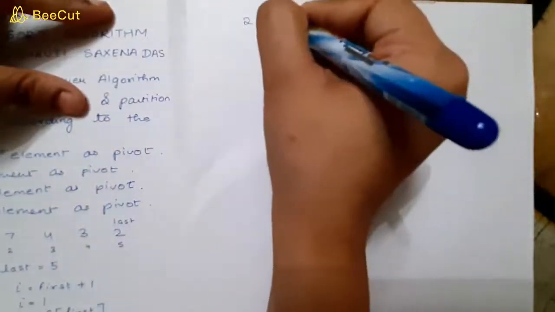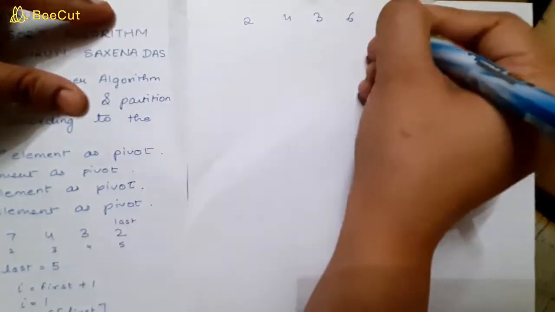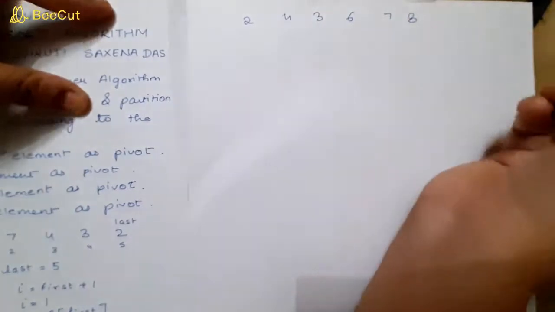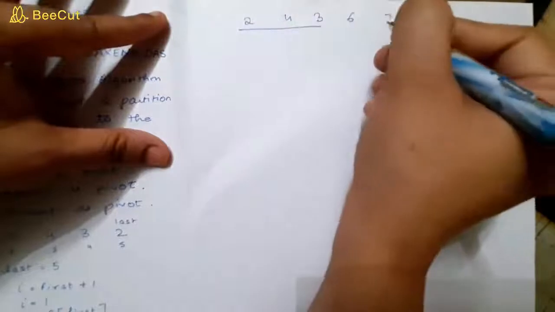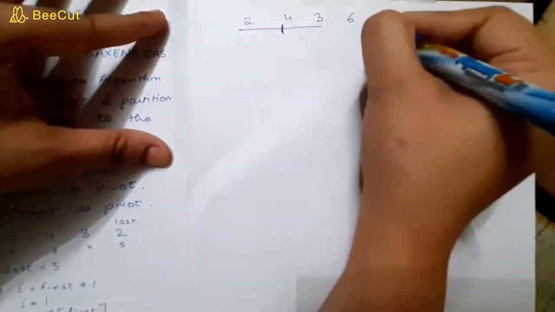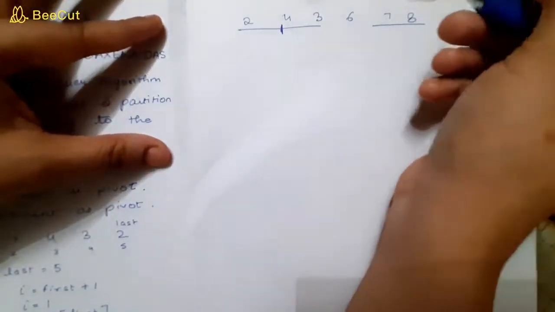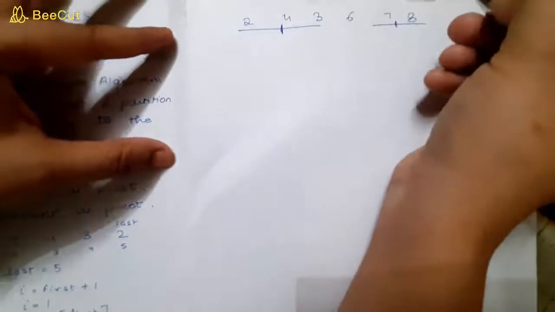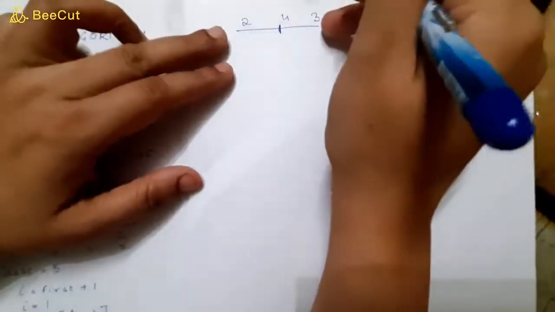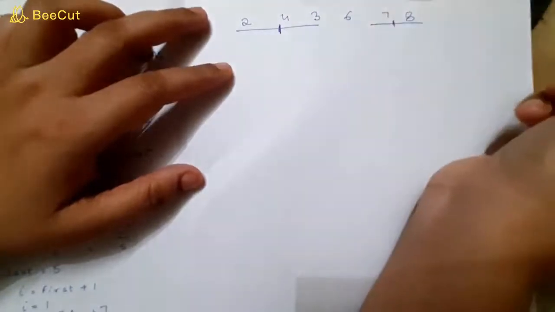2, 4, 3, 6, 7, 8. Okay, so all the elements lying on the left of the pivot element and all the elements lying on the right of the pivot element are 2 categories. So again you have to apply quicksort on this, and again you have to apply quicksort on this.